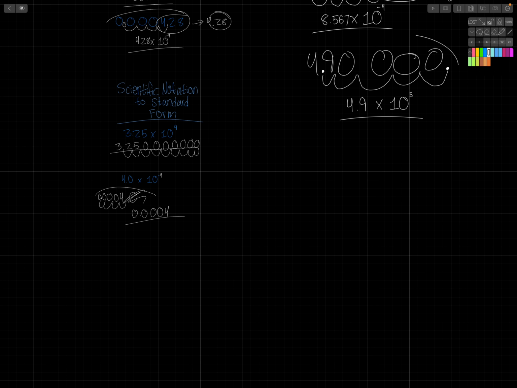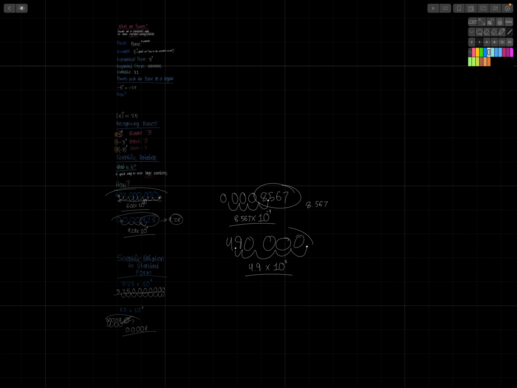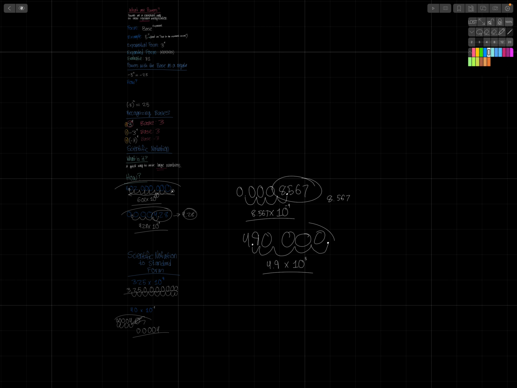That's your expanded form. This is grade 9 mathematics. You've learned what powers are. You've learned how to identify the base and exponential form, expanded form, how to evaluate powers, powers with the base as a negative, how to do scientific notation, and scientific notation to standard form, aka expanded form.